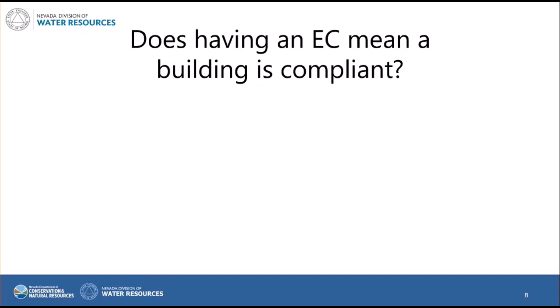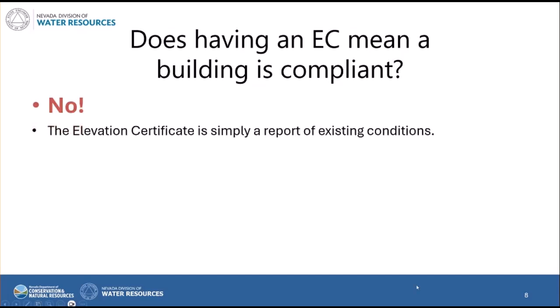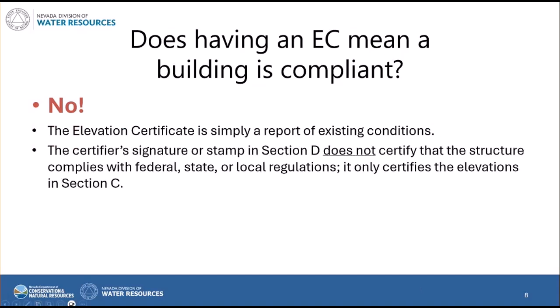All right, I'm seeing some no's pop up. That's correct. Having a completed elevation certificate form is simply a report of existing conditions. The surveyor or the professional engineer who fills out the elevation certificate for the applicant and provides it to you as a local official is simply certifying, stamping in section D of the form, that the elevations they recorded are accurate and correct. It does not certify that those elevations reflect an NFIP compliant structure.